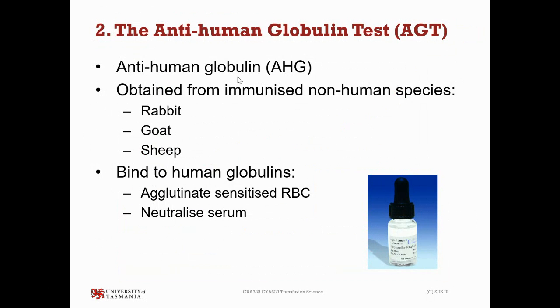So what happens is a purified product of human globulin is injected into non-human mammals. Their immune systems respond by forming anti-human globulin antibodies. The blood is then collected from these animals and processed and purified to produce just the globulin. If you remember from Clin Chem, our plasma contains lots of different proteins, and the gamma globulins are one of those proteins. So that's what we're purifying here.